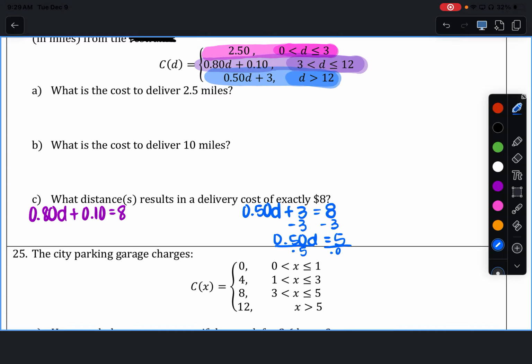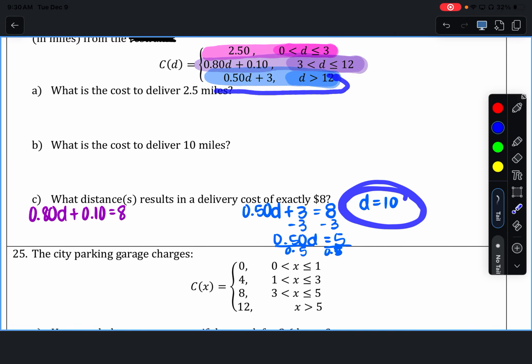Divide by 0.5. So we get D is equal to 10, because if you divide by a half, you multiply by the reciprocal, so you end up saying 5 times 2, which is 10. Okay, but anyways, D equals 10.